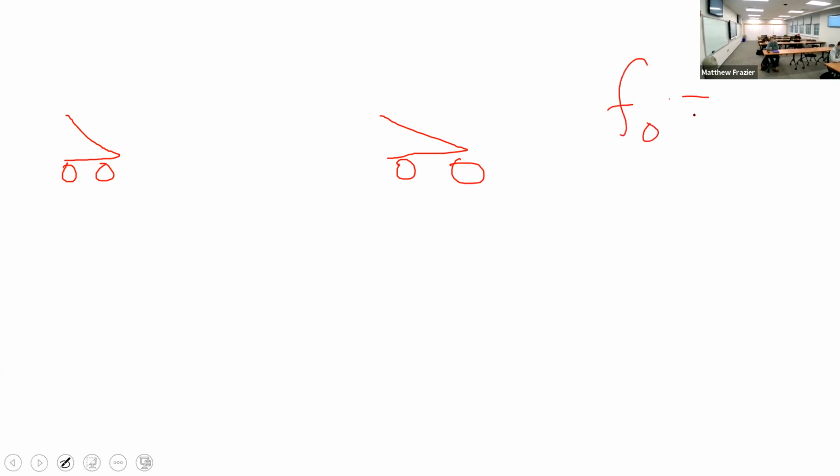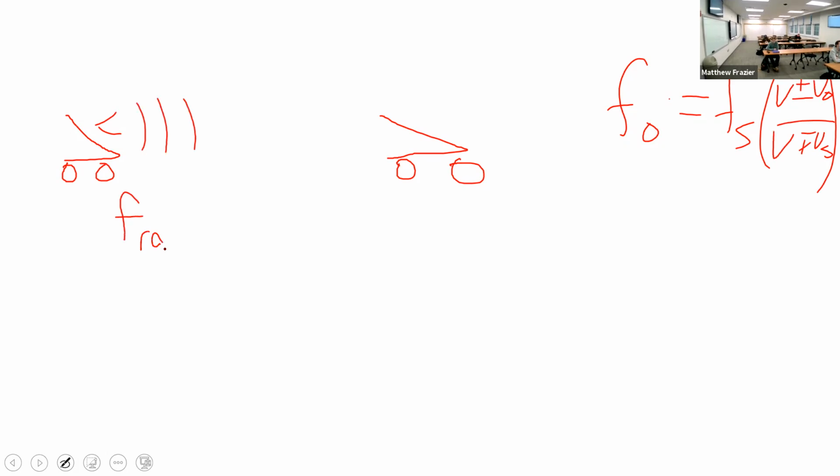F observed is F source, V plus or minus V observer, V minus or plus V source. We're going to use our formula. But what I want to go through is just what happens. The idea is that you have a source sending wave fronts out. So first you have the radar. What do you as the driver observe?